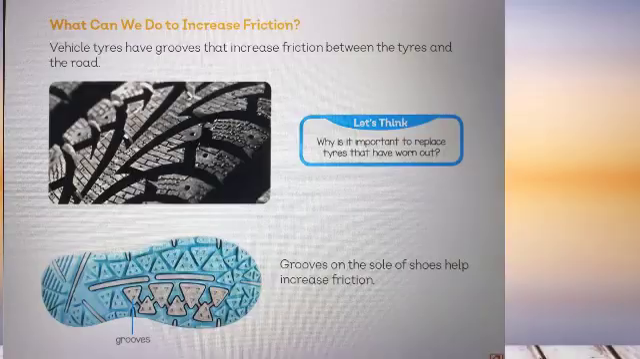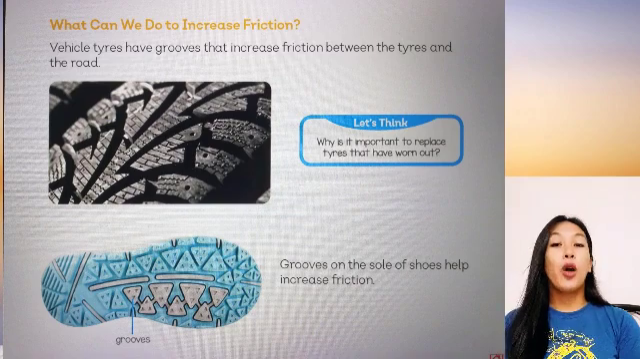Vehicles' tires have grooves that increase friction between the tires and the road. So the grooves on your tires are actually not there for decorative purposes. They are there to increase friction so that the grip of the tire on the road is very good. This prevents us from having accidents on the road, especially on a rainy day where water can make the road very slippery.